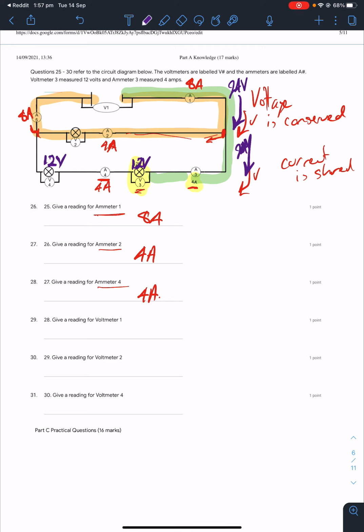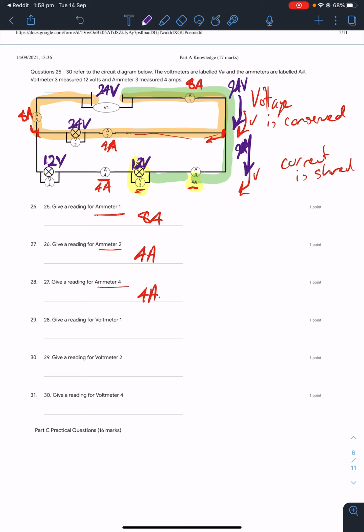Now this first path, the orange path that I highlighted, only had one globe, so it got the full 24 volts. So the voltage that must have been given out by whatever this power supply is, must be 24 volts. Okay.